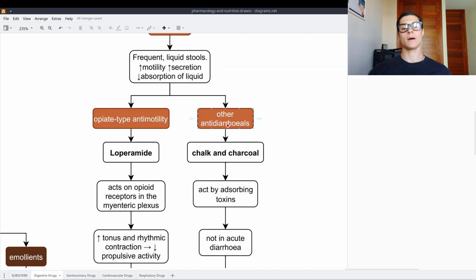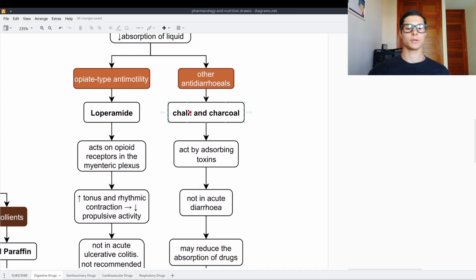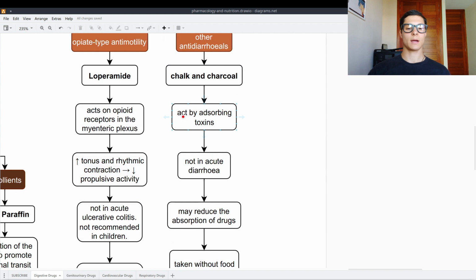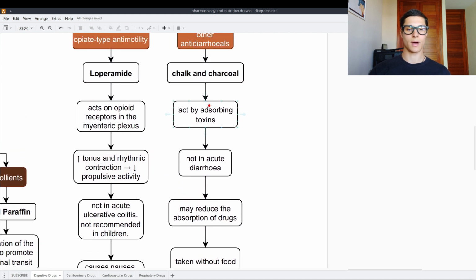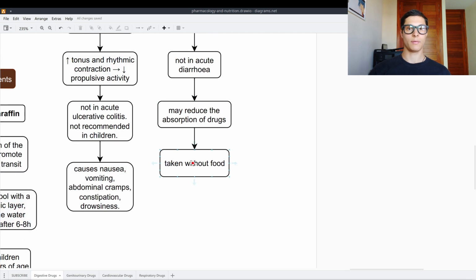On the other hand, we also have other antidiarrheals using chalk and charcoal. These act by adsorbing toxins. These act like magnets in the intestine, binding to the toxins. They are not used in acute diarrhea though, and they may reduce the absorption of other drugs because of this principle of adsorbing. And they are taken without food because they can also interact with nutrient absorption.